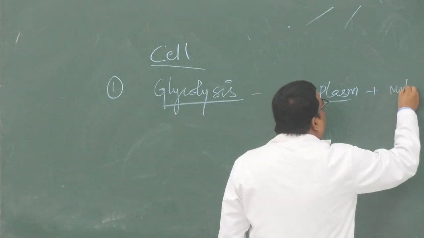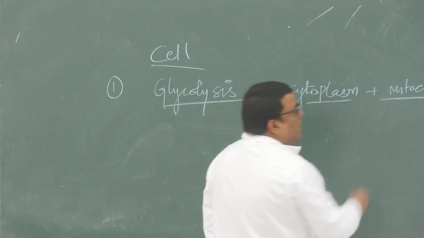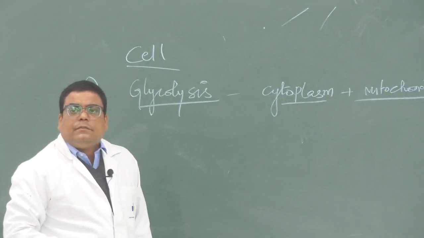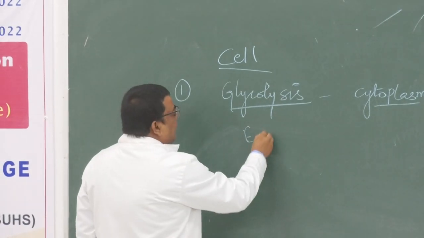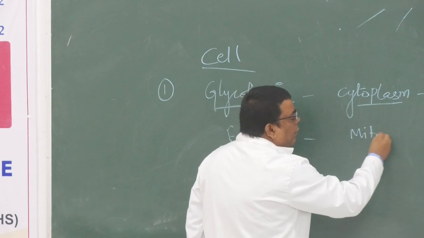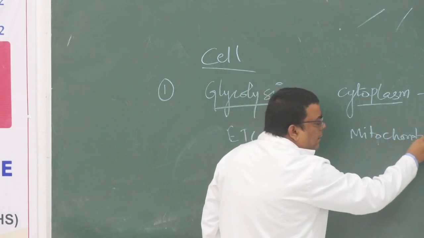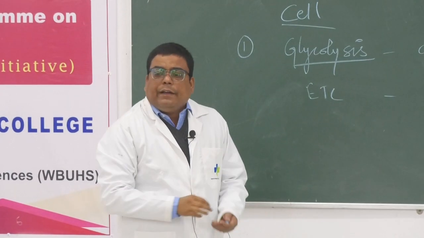and mitochondria. Cytoplasm and mitochondria. What about the ETC, the electron transport chain? It always proceeds in mitochondria. How is ATP produced? It proceeds in mitochondria.